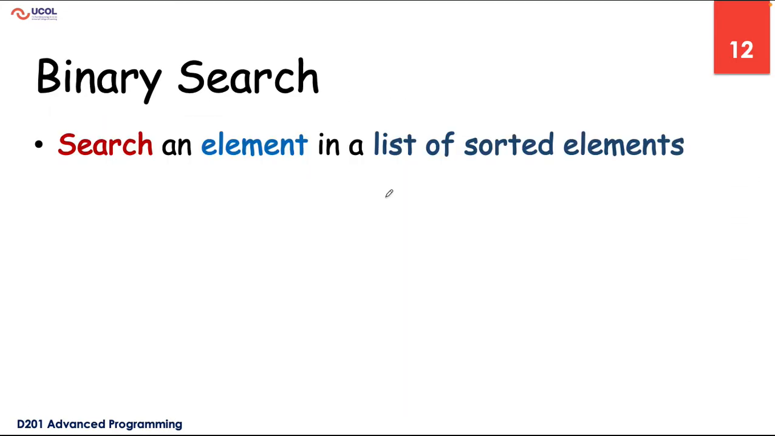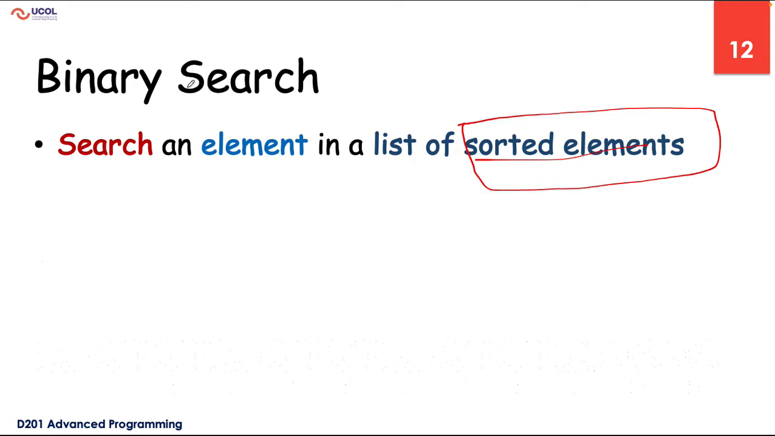So, binary search algorithm. Binary search is a searching algorithm where we are trying to find an element in a list of sorted elements. That is the precondition for that list: the list should be sorted, and then we can apply the binary search. Otherwise we cannot apply binary search on an unsorted list.